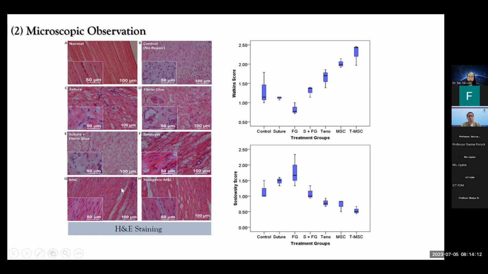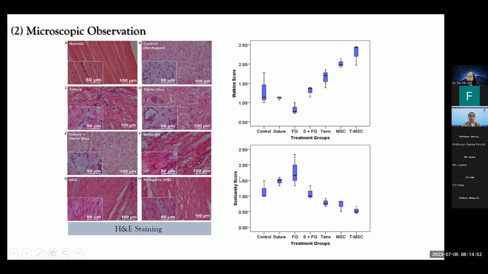As compared to that, the MSC and tendinogenic MSC show close to parallel, very close to the native tendon tissue, parallel collagen fiber orientations in the MSC treated and tendinogenic MSC treated group as compared to the control. And this indicates more mature tendon healing in this cell-based treated group compared to the no repair or the suture treated group.